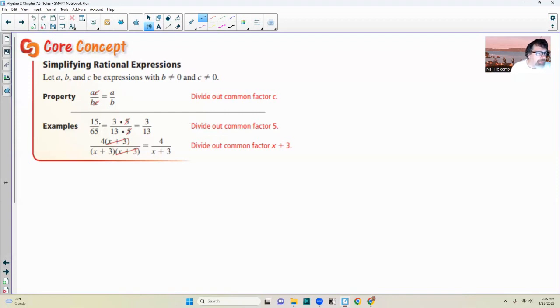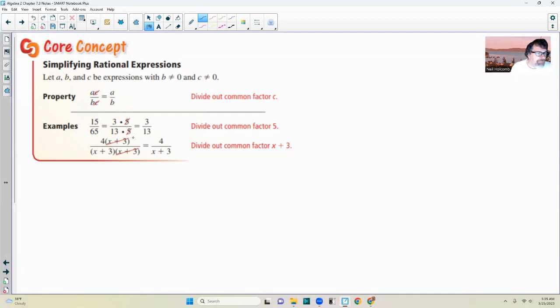But in the bottom here, we have 15 over 65. And that equals 3 times 5 over 13 times 5. 3 times 5 is 15. 13 times 5 is 65. Since this is multiplication, we can cancel the 5s. And that reduces 15 over 65 to 3 over 13.